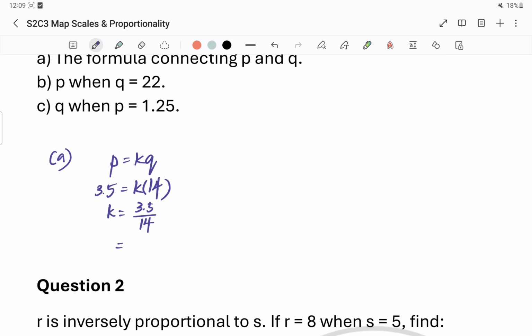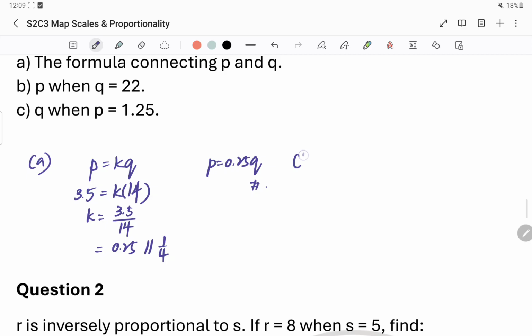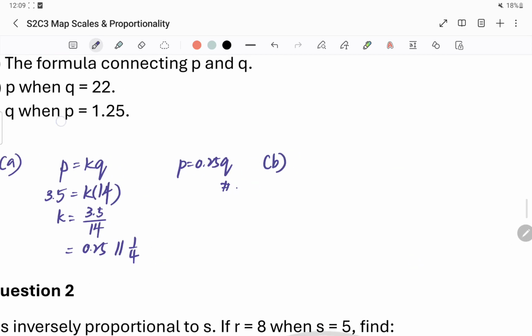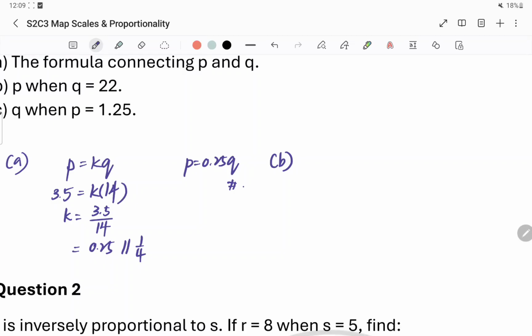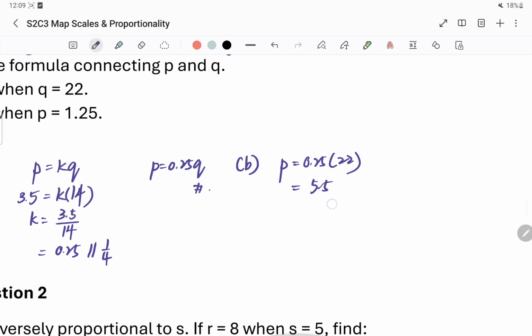So 3.5 divided by 14, here you should get 0.25. Or if you want to put in fraction, you can put 1 over 4. Same thing. So when you form an equation, P equals 0.25Q. So this is your equation. Secondly, find the value of P when Q equals 22. So now we have the equation already, so we just have to put in the values. Here we have 0.25 times 22. So here we have 5.5.